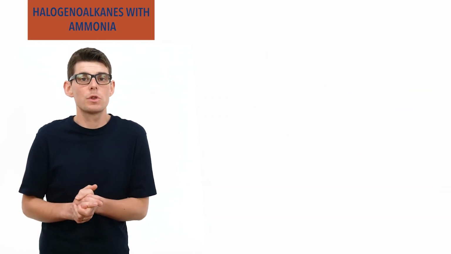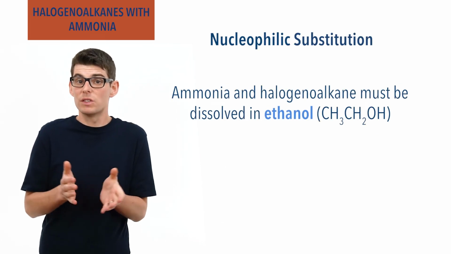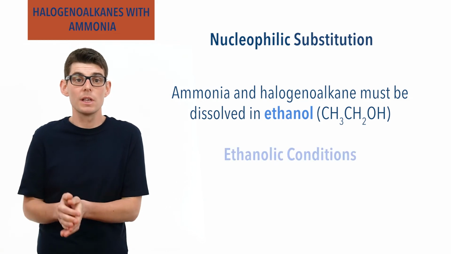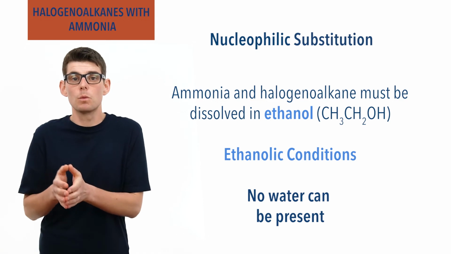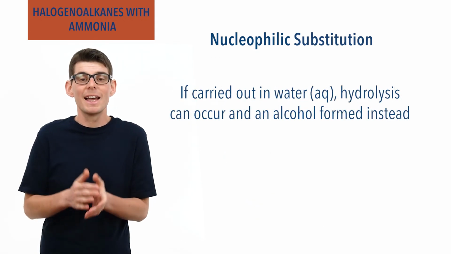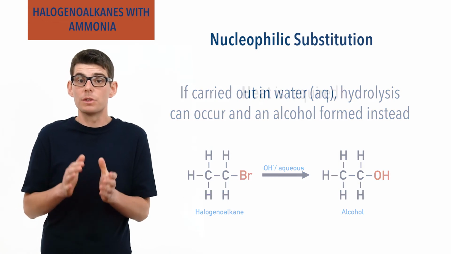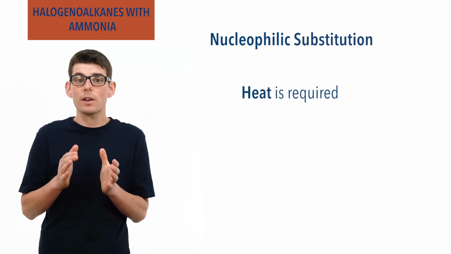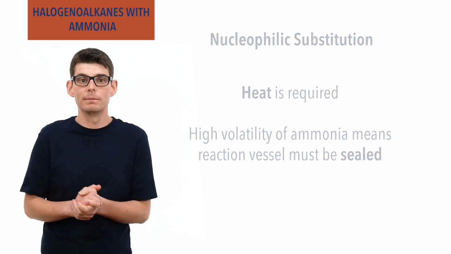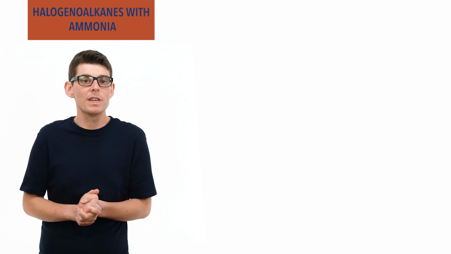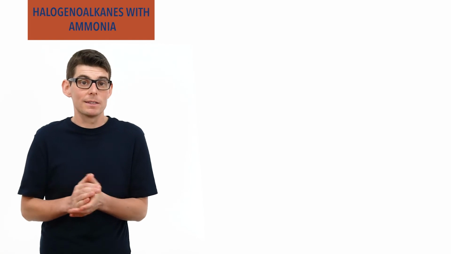For any of these substitution reactions to occur, the ammonia has to be dissolved in ethanol. This is described as ethanolic conditions, and it means no water is present. If the ammonia was dissolved in water, so aqueous conditions, an alcohol would form instead. Heat is also required, and due to the high volatility of ammonia, the reaction vessel and container must be sealed to prevent any gas escaping. Let's have a quick recap of this reaction and mechanism using bromoethane and ammonia as an example.